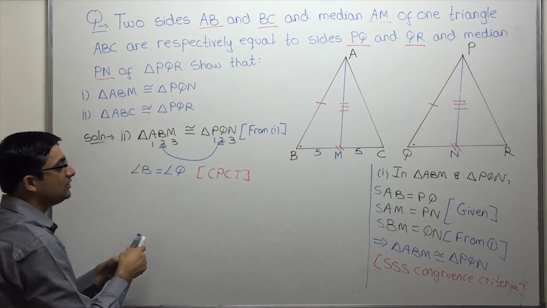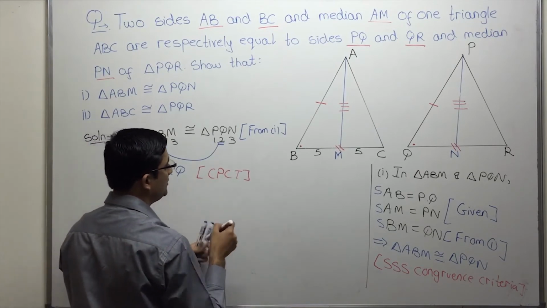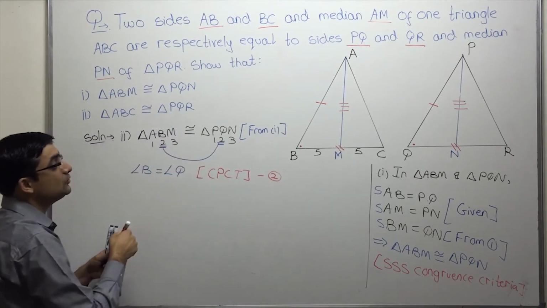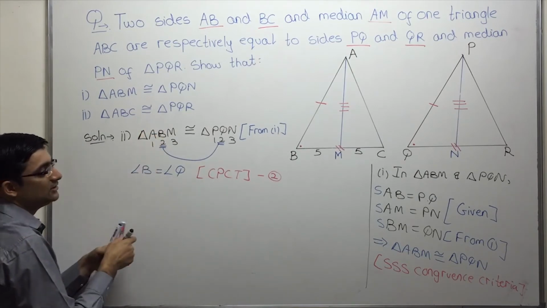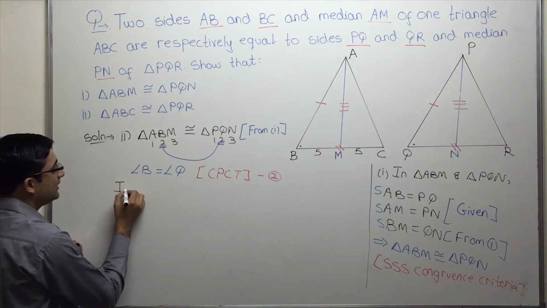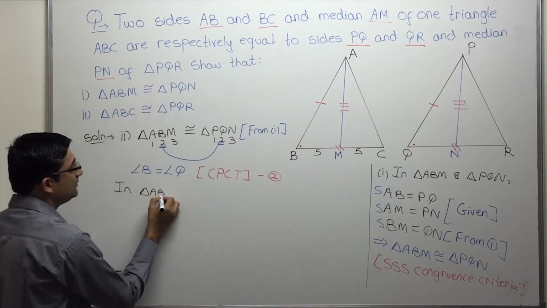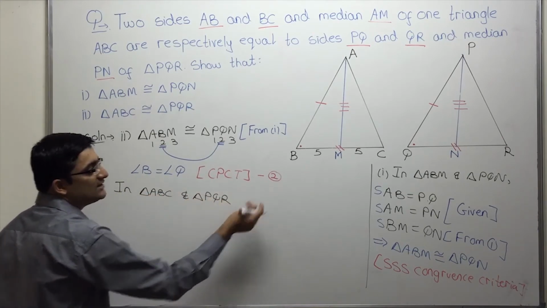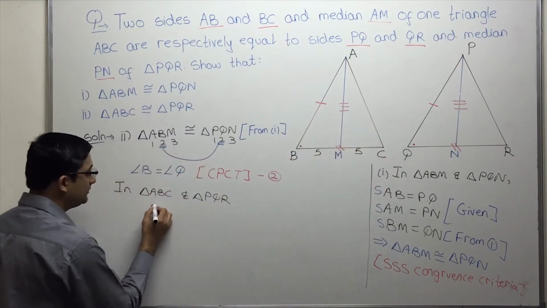Let's call this over here 2, because we've already used 1 in the result. Now look at these two triangles. So basically we have triangle ABC and triangle PQR. Now it's very simple. AB is equal to PQ.